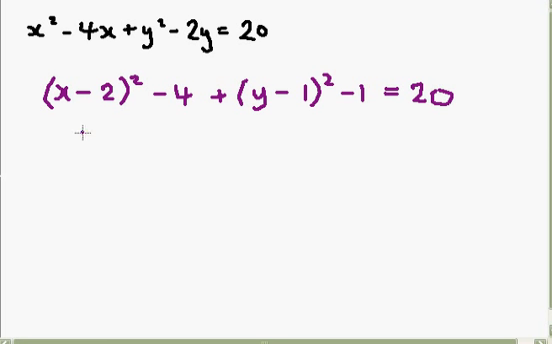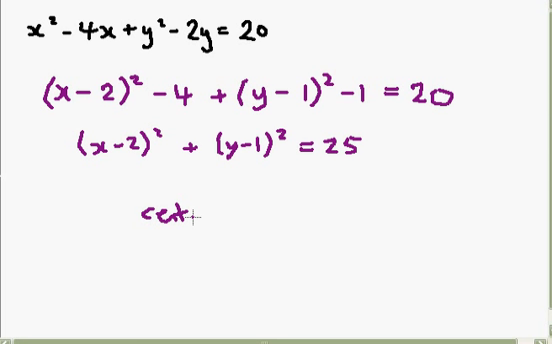So I've now got (x minus 2) all squared plus (y minus 1) all squared. The minus 4 take away 1 is minus 5, sorry. Add 5 to both sides and I get 25. So the center of the circle is at (2, 1), and the radius is the square root of 25, which is 5.